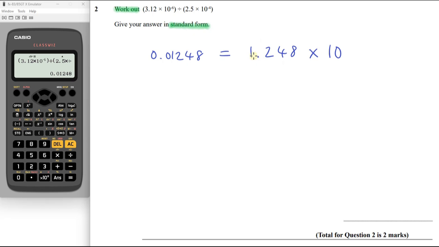So let's think about where our decimal point is. If our decimal point is between the 1 and the 2, to get to this number we're going to move our decimal point to the left 2 times. So we're essentially dividing by 10 twice, or multiplying by 10 to the -2 power. So that is our answer, 1.248 times 10 to the power -2.